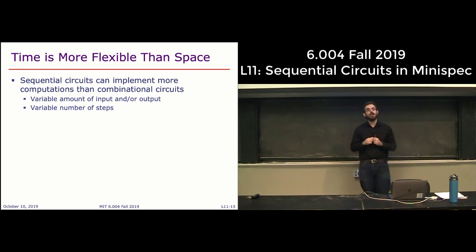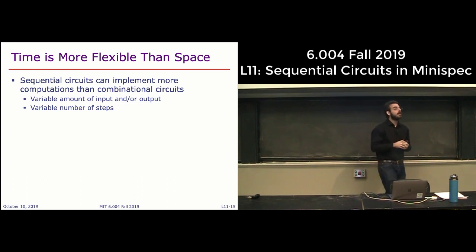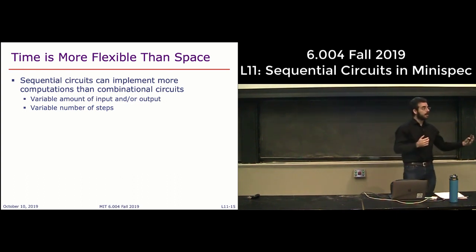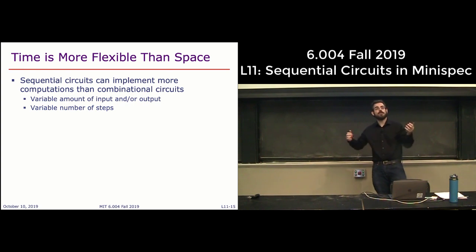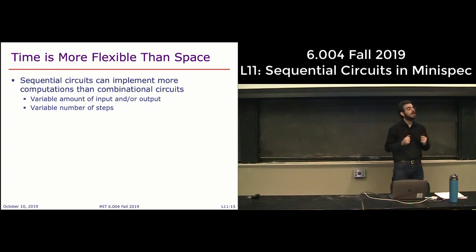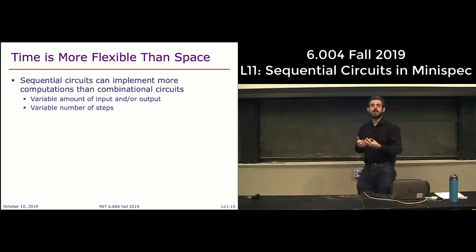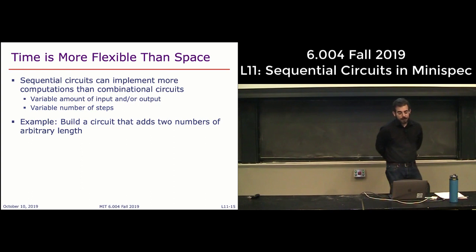The first one is that we can now solve problems that require either a variable amount of input, or produce a variable amount of output. The second thing is that even for problems that take a fixed amount of input, let's say 32 bits, and produce a fixed amount of output, let's say 32 bits, there's no efficient way to implement them with combinational logic if they require a variable number of steps. And so with sequential logic, we can address that and essentially implement all those computations efficiently. Let's see a very simple example that emphasizes this first point, the variable amount of input and output.